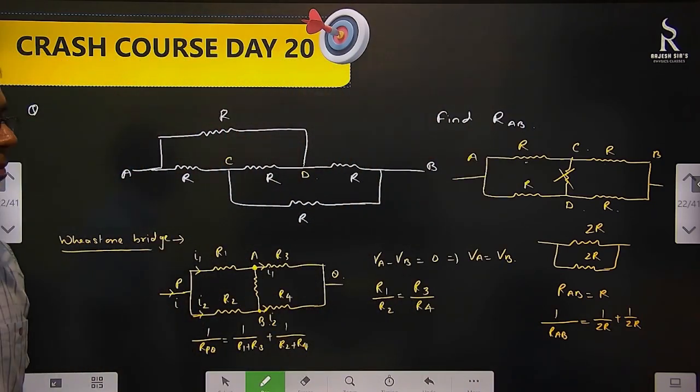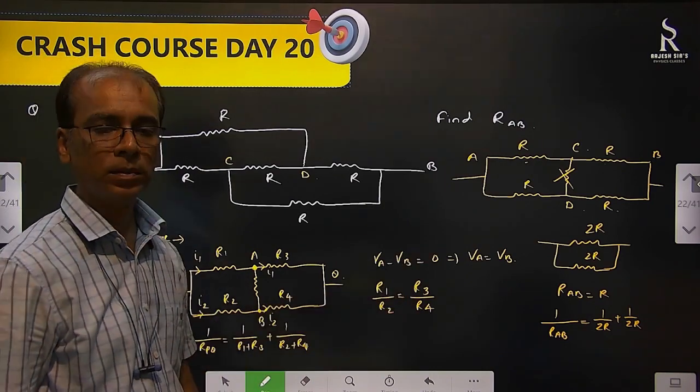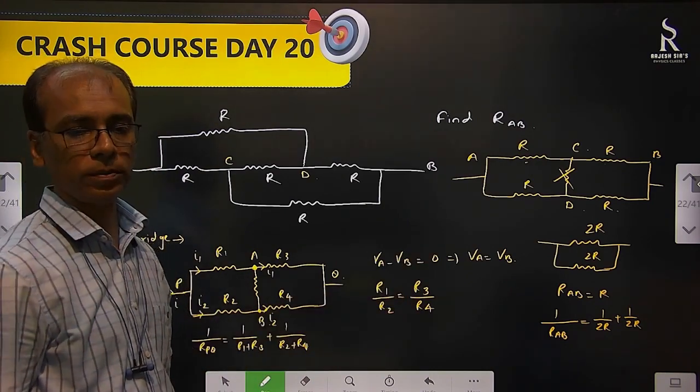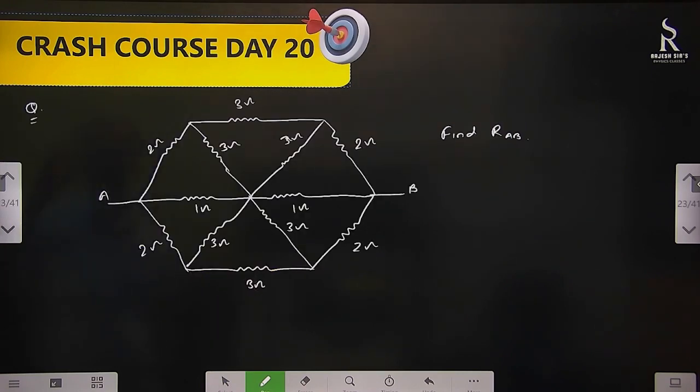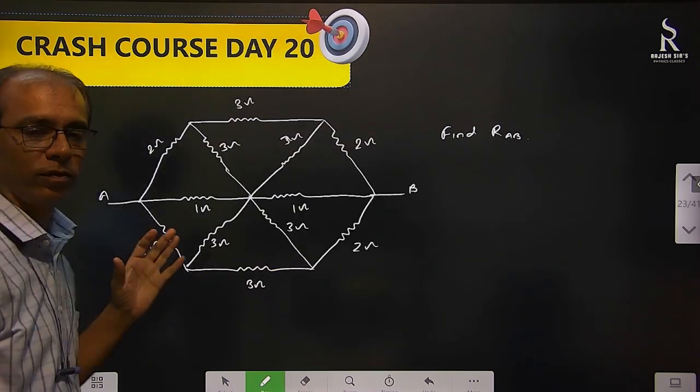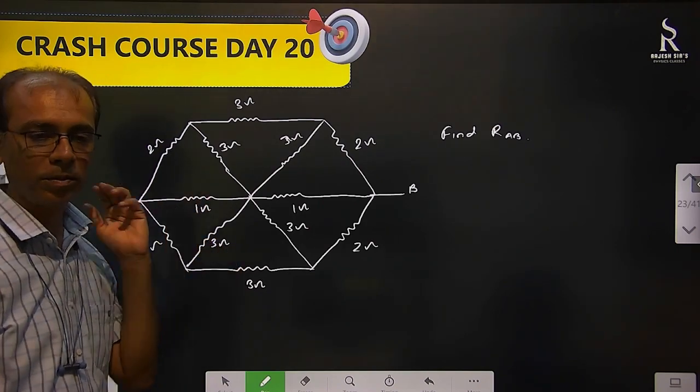Okay, 2 by 2R means 1 by R. So RAB is equal to R. Wheatstone bridge. Okay. Right. See this now. Now one question we are doing from all the types. Okay. So this is symmetry.